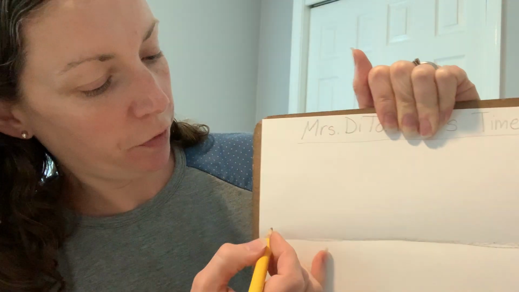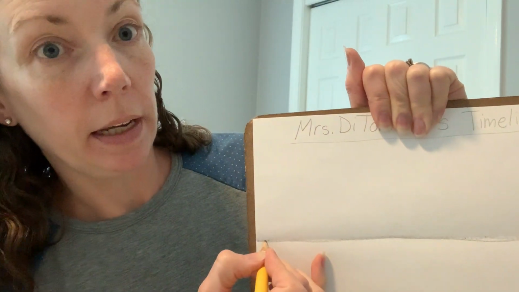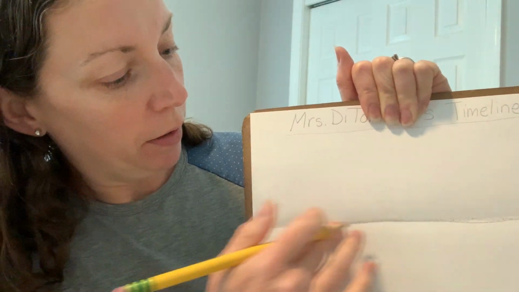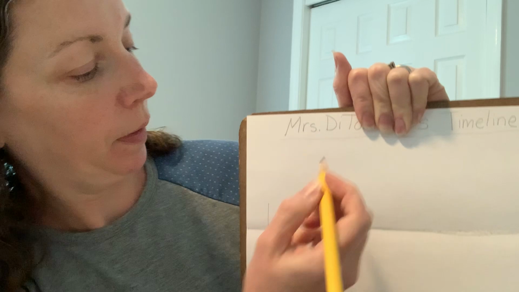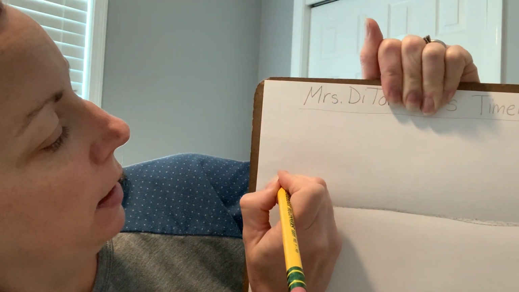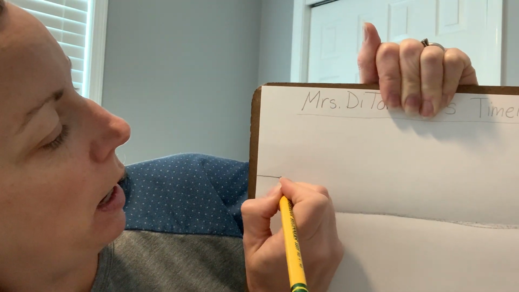Okay, so what I want you to do first is here on your timeline, this is where all of our events are going to come from. So you're going to draw a line straight up. Okay, and we're going to make a little box.